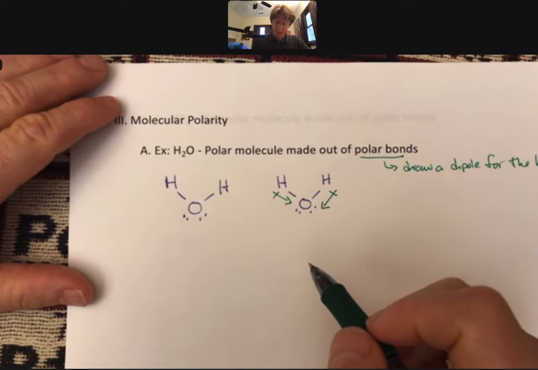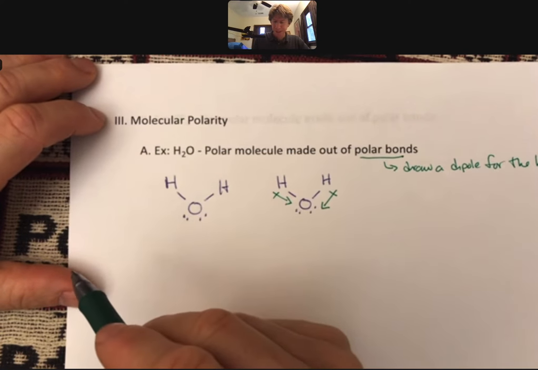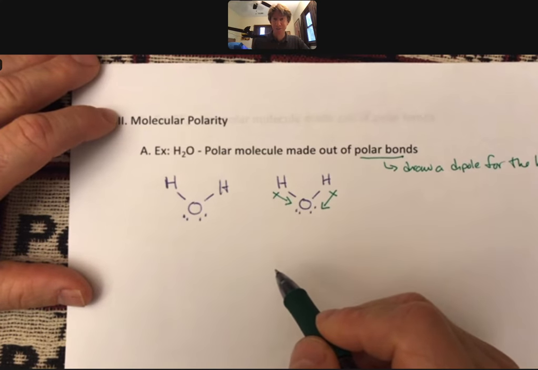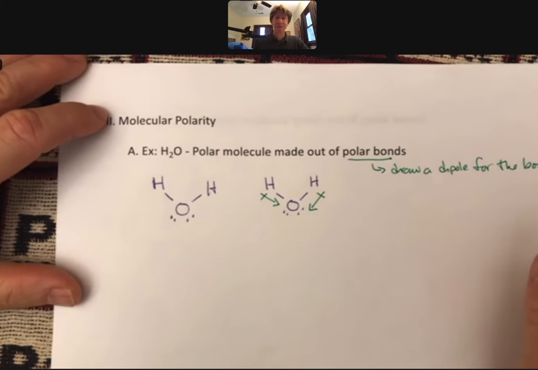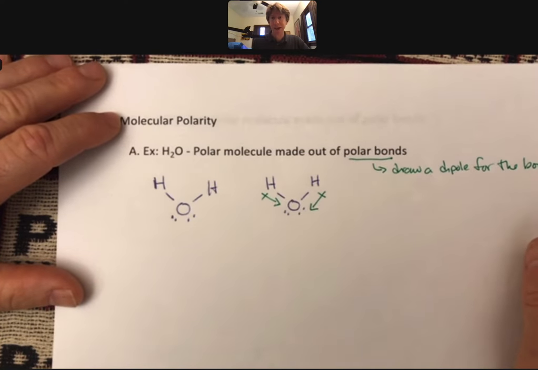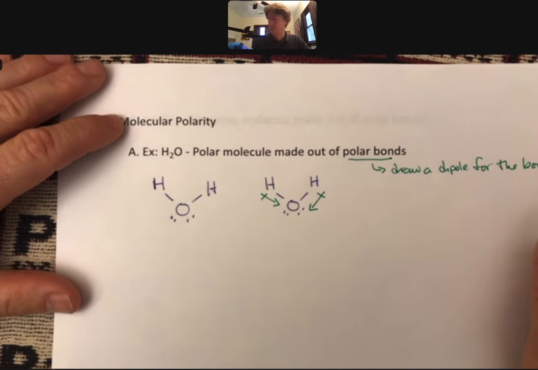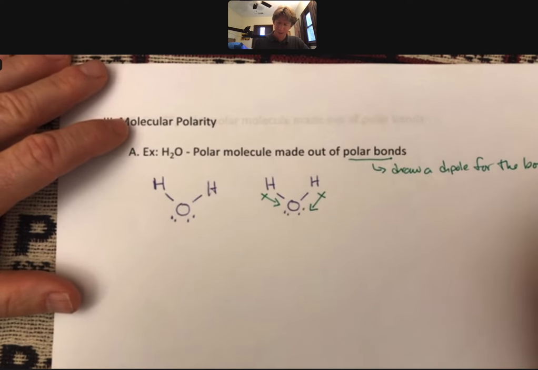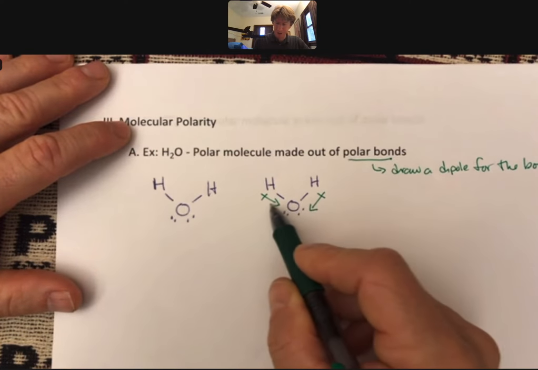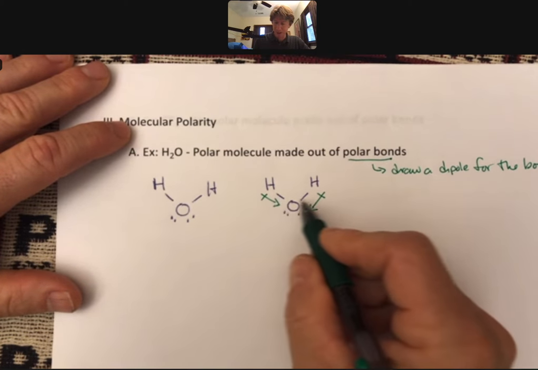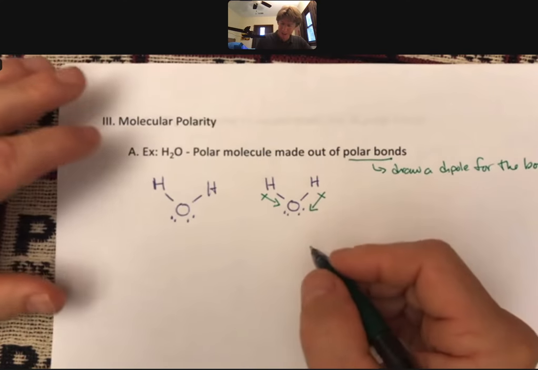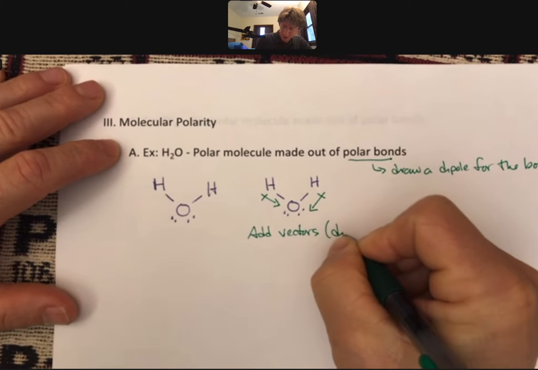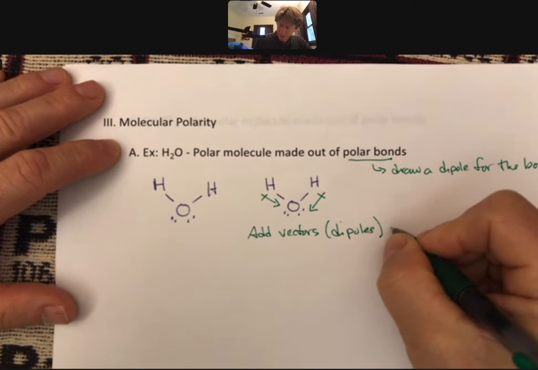And now I want to talk about molecular polarity and how we calculate it and how we figure it out. Now, dipoles are vectors, and if you've taken a physics class, you know how to add vectors, and I'm actually going to do it just in case. It's a good review, or a good preview of what to do with vectors. And what you do is you take the two dipoles, the two vectors, and you draw them exactly as they are, except you put them head to tail. So add vectors, which are dipoles, head to tail.